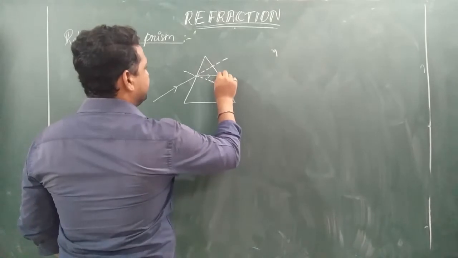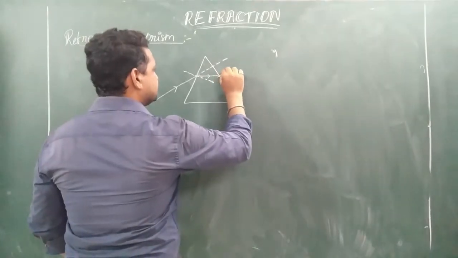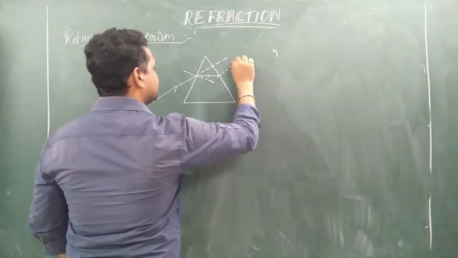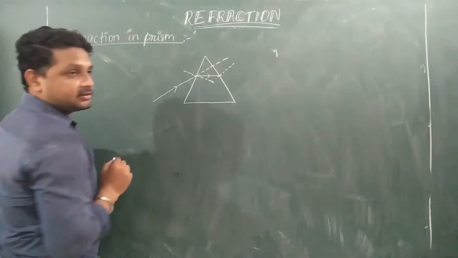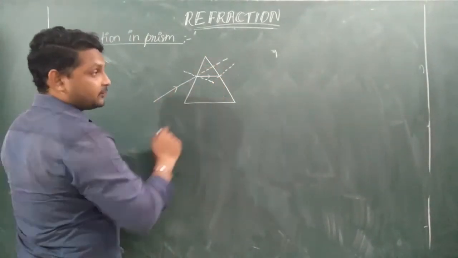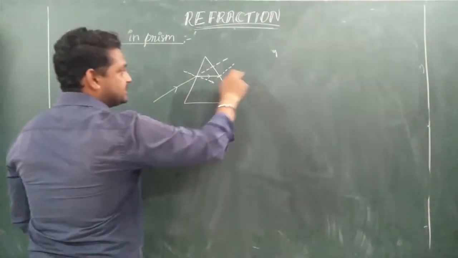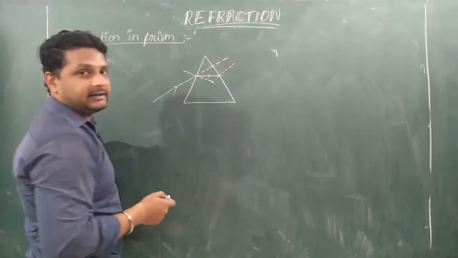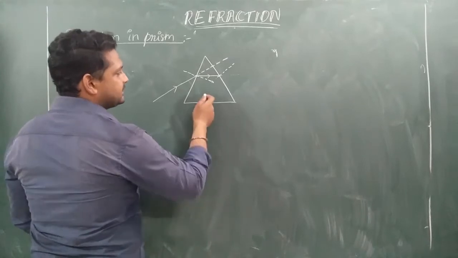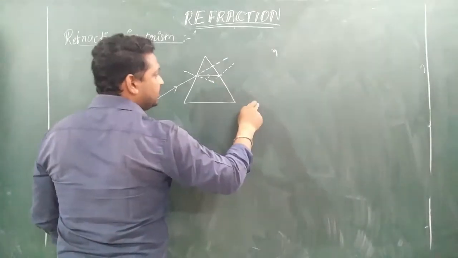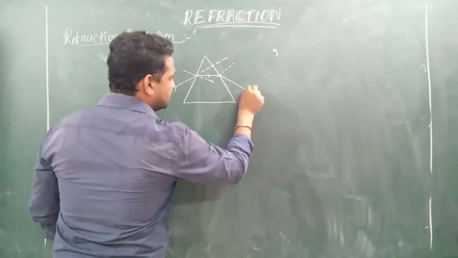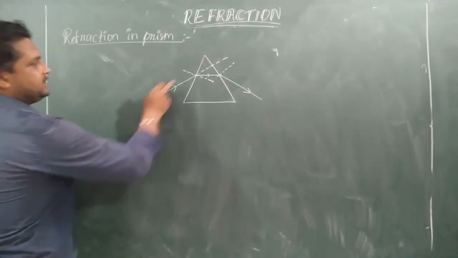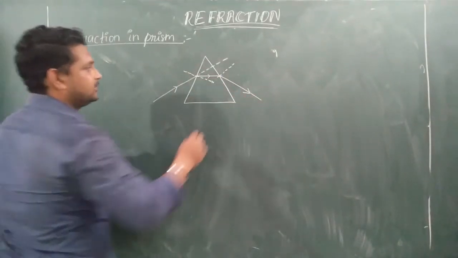Then when it intersects this surface, this is the normal for this surface. In the absence of this surface, the light ray would have gone straight. But in this case again the light will refract, because light is now moving from a denser medium to a rarer medium, so it will move away from the normal. So in this path the light is going to refract.